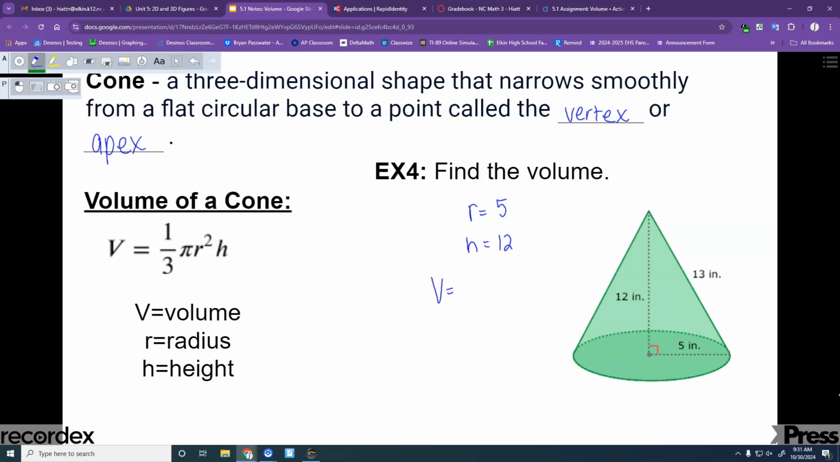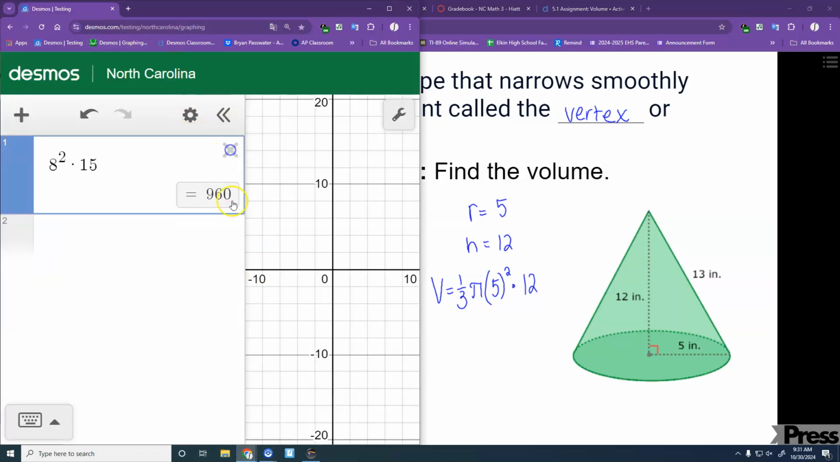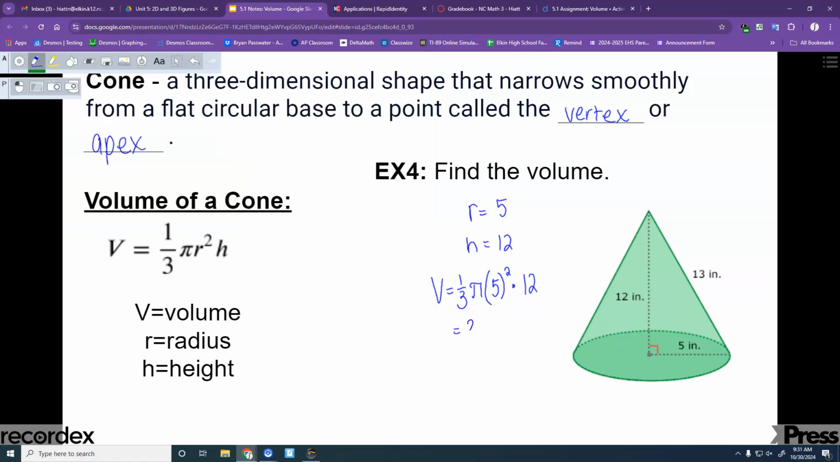So the volume here would be 1/3 pi times the radius, which is 5, squared, times the height, which is 12. Now, there are two ways that they may do this for the answer. They may just type it in like it is. So they might just do 1/3 pi times 5 squared times 12. And so that gives us 314.159. Okay, and that would be in inches cubed, because our volume is always cubed.